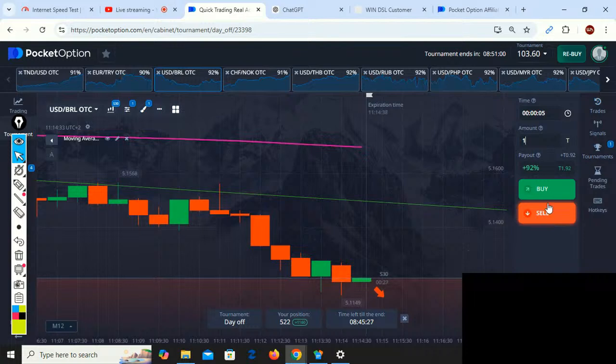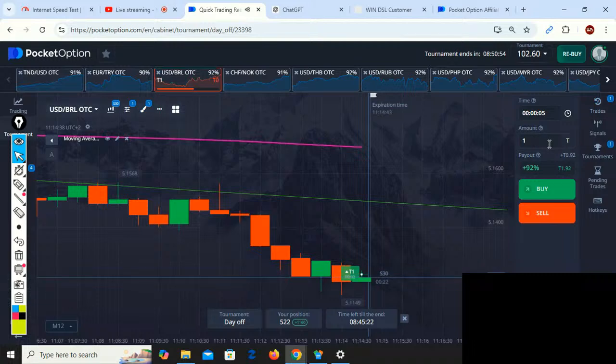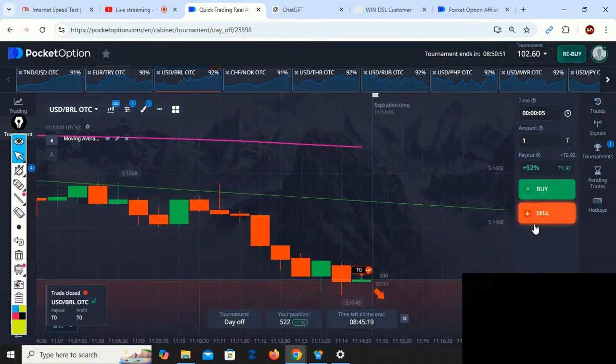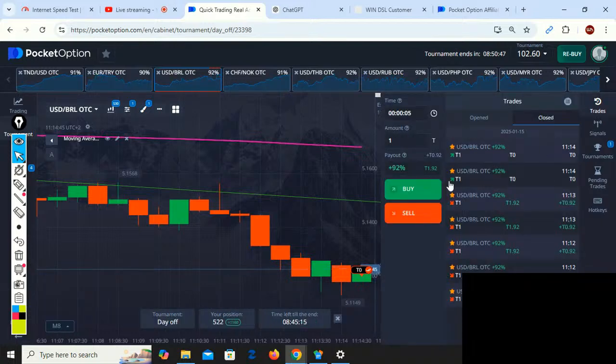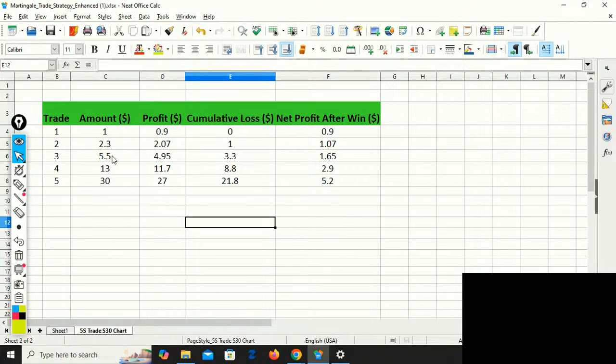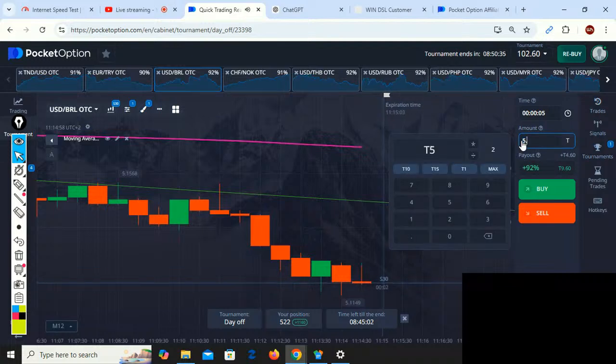Green, green as well. Green, go for a buy. Oops, I forgot to change the trade amount. And we have a loss. So let me see over here. I lost 2 in this case. I forgot to change the amount. So our next trade will be 5.5. Let me change the amount to 5.5.